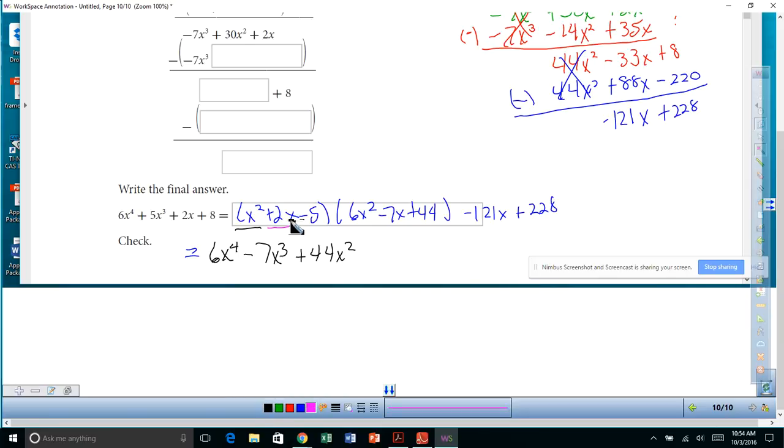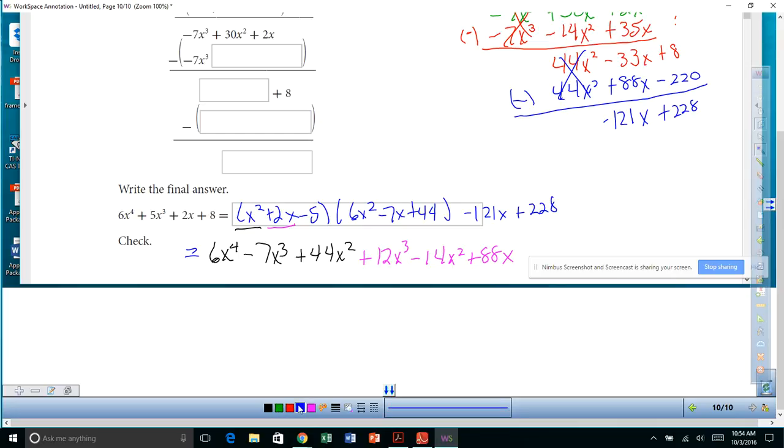Now let's do the 2x times 6x squared would be plus 12x cubed. 2x times negative 7x would be minus 14x squared. And 2x times 44 would be plus 88x.